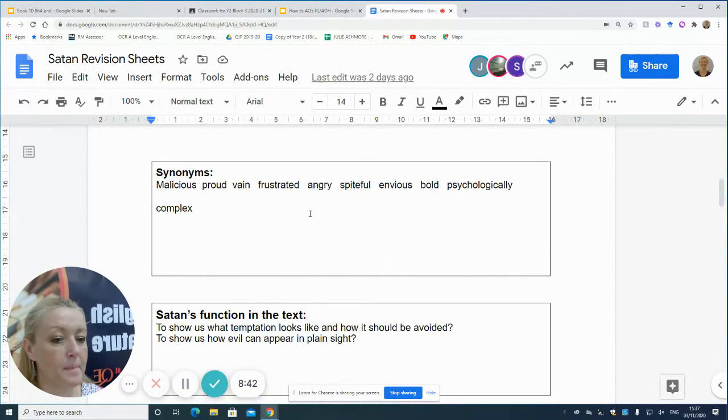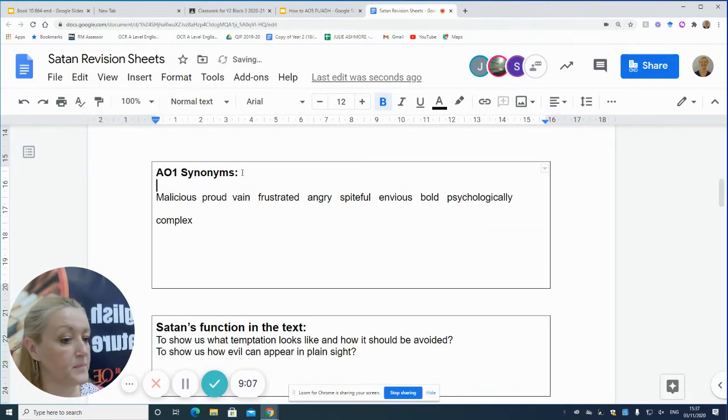Right, what else do we want? Actually, I'm going to add to this. You really need to think about the kinds of synonyms that you could start using to describe Satan, because they will help you create AO1 points. So we can describe Satan as malicious, frustrated, psychologically complex. And again, that's what I mean about adding to this sheet as you go along.